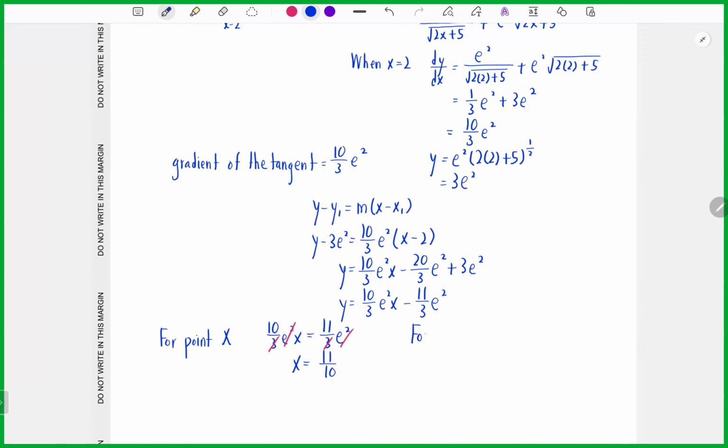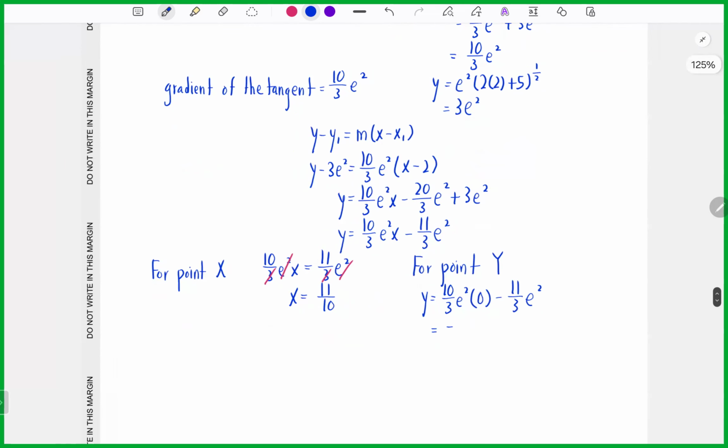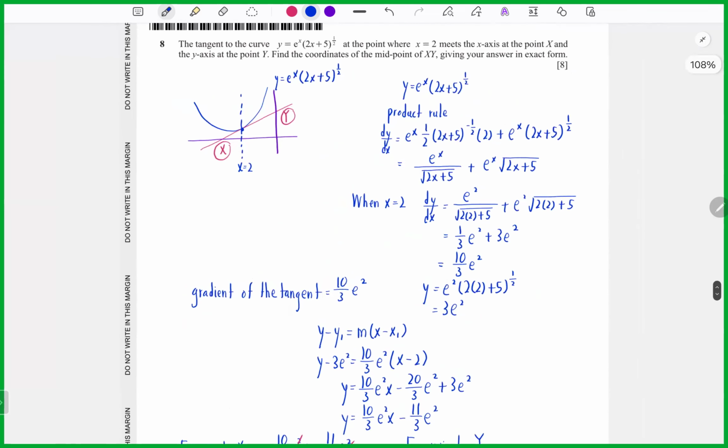Okay, for the point y, y equals 10 over 3 e squared times 0 minus 11 over 3 e squared. So you will get the answer equals negative 11 over 3 e squared. Okay, so you did get this value. So it means the point will happen here. Let's try thinking.